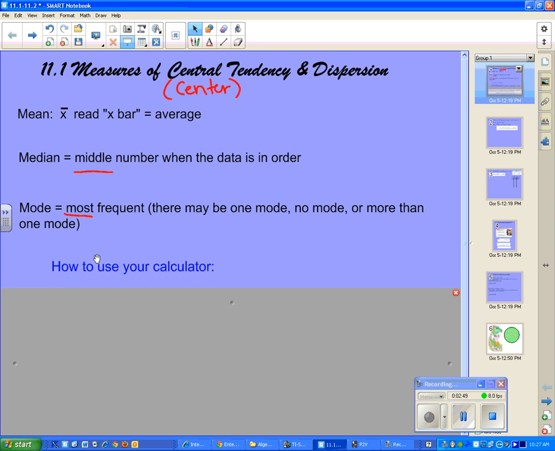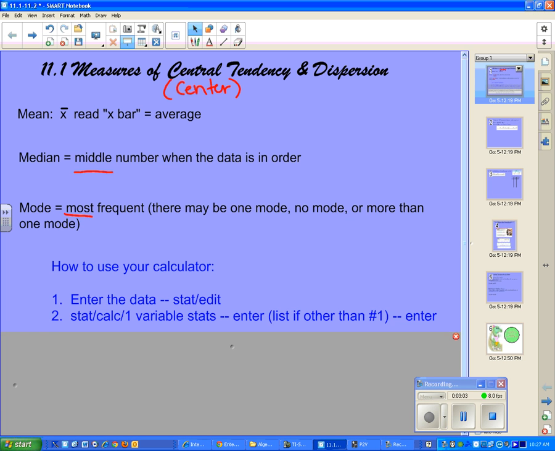All right, so how to use your calculator, because you're going to need to know how to do this on your calculator. We're not going to do this by hand. You guys have done mean, median, and mode since middle school for sure, if not before. So we're going to use your calculator for it. You're going to enter your data using Stat Edit, just like we were entering in our lists for binomial PDFs. And you're going to use one variable statistics.